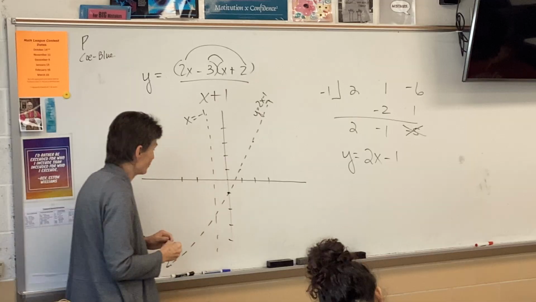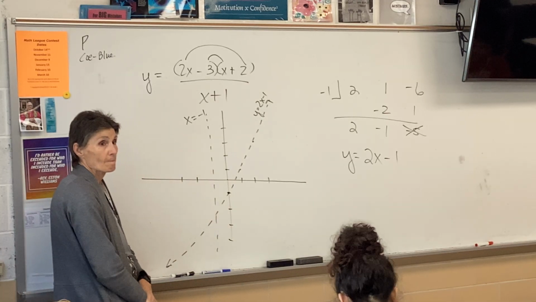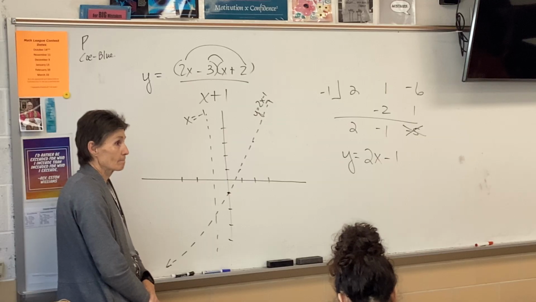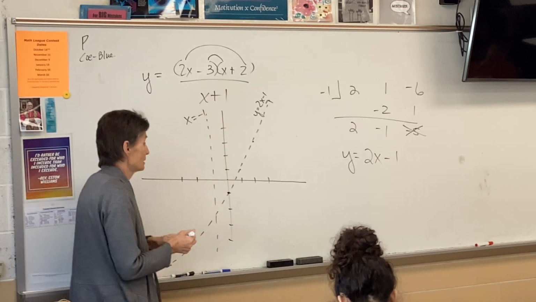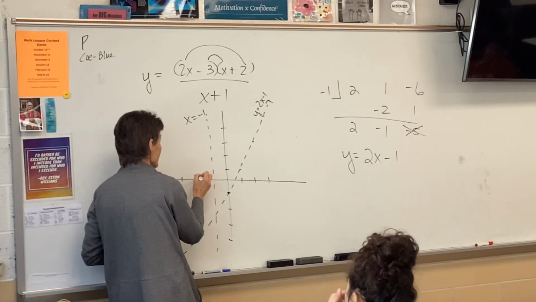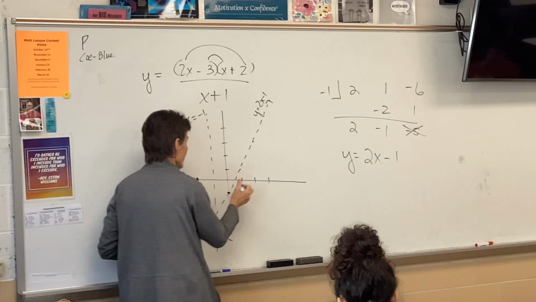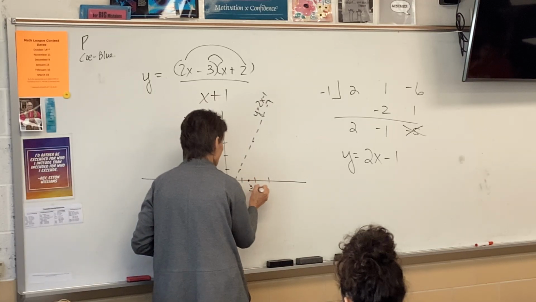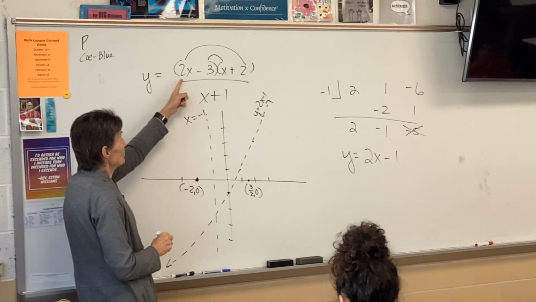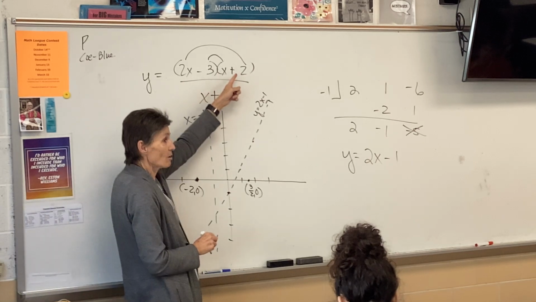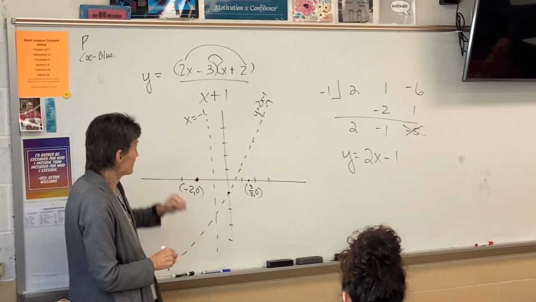All right, what else do I have? What does the numerator tell me? I have an x-intercept at negative 2 and another one at 3/2. The numerator gives us our x-intercepts. The zeros of the numerator give us our x-intercepts.